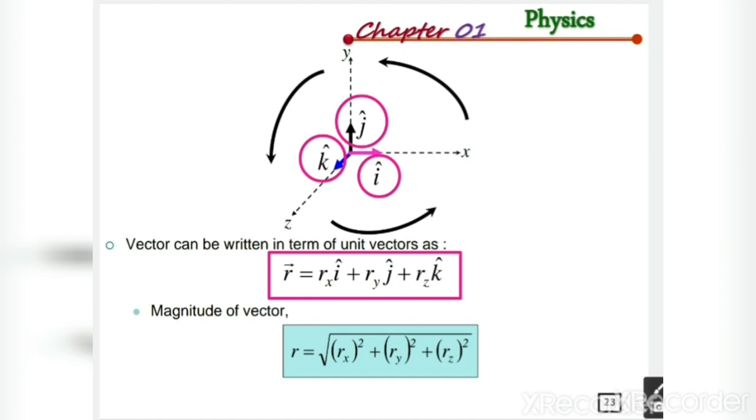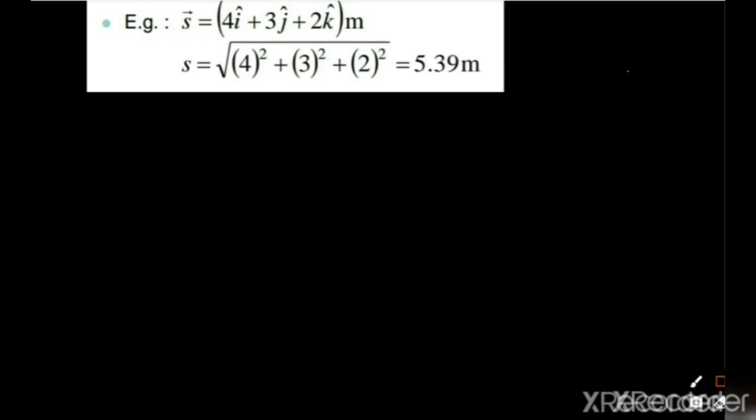And the magnitude of vector r is equal to the square root of rx squared plus ry squared plus rz squared. Example: we have a vector S, which is 4i plus 3j plus 2k meters. So the magnitude of vector S is the square root of 4 squared plus 3 squared plus 2 squared, which is equal to 5.39 meters. But actually, where is the position of vector S?